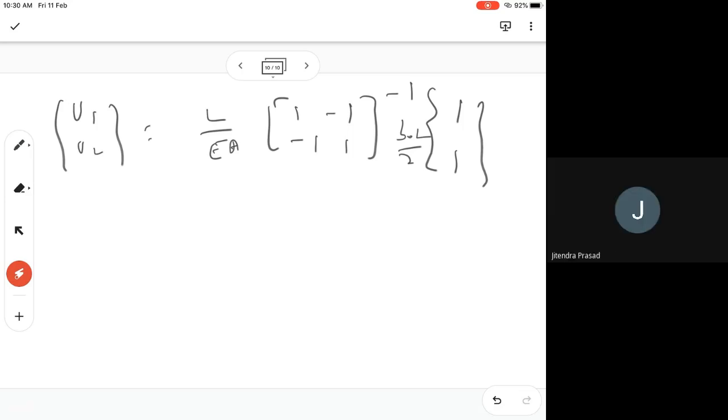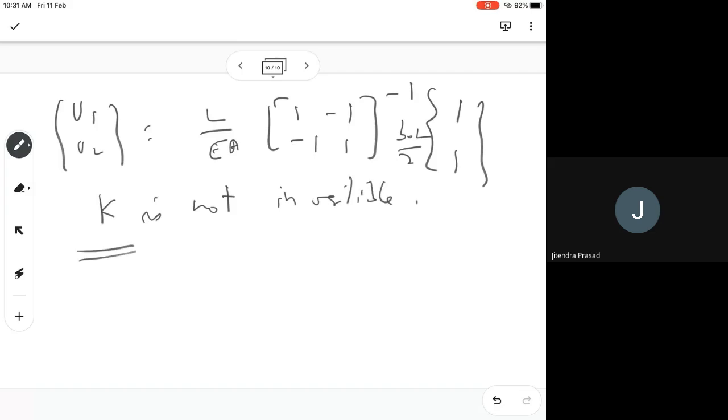So I was asking, is it possible to invert this one? Anybody? No, sir. Not invertible because the determinant is 0, right? So that means there is some problem. You cannot get it. That really means that it has infinite solutions. So K is not invertible.